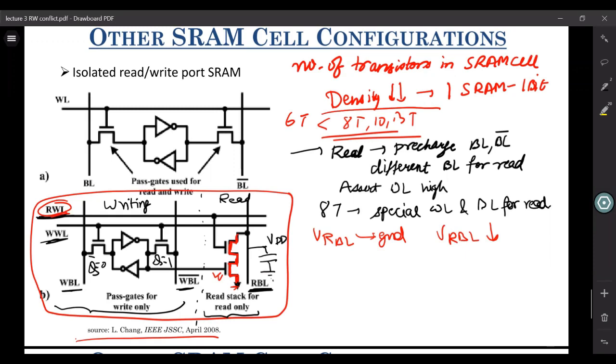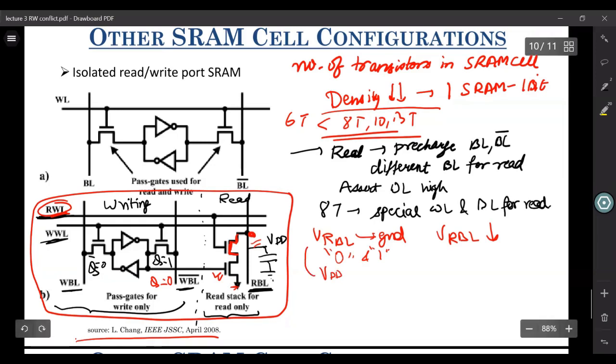Similarly, if your Q was 0, this cell would be turned off, and as such, whatever value you had at this precharge node, that is VDD, will be retained. So that way it distinguishes between state 0 and state 1. State 0 corresponds to VDD at your VRBL, and state 1 corresponds to ground at this VRBL.